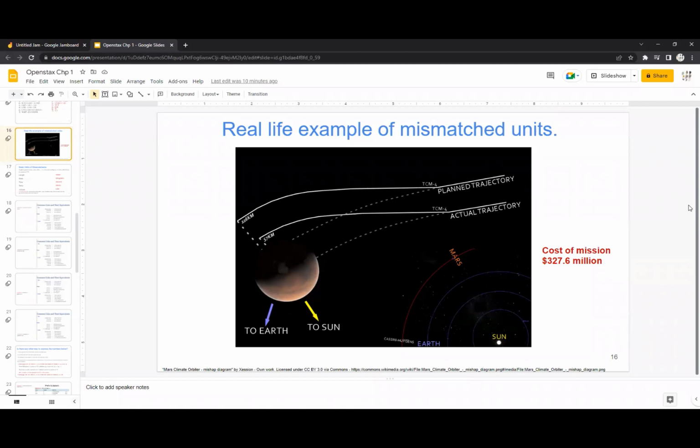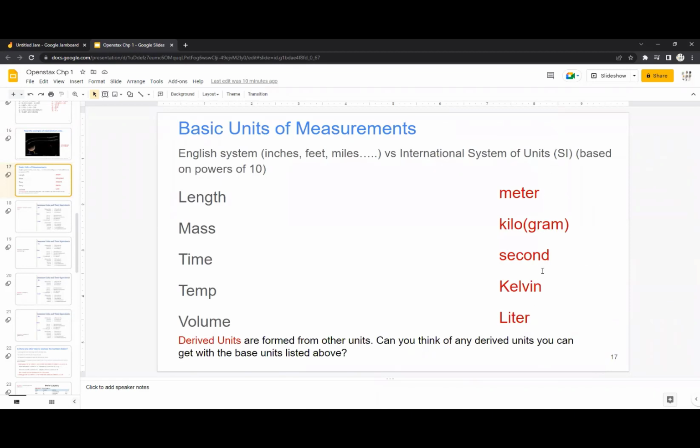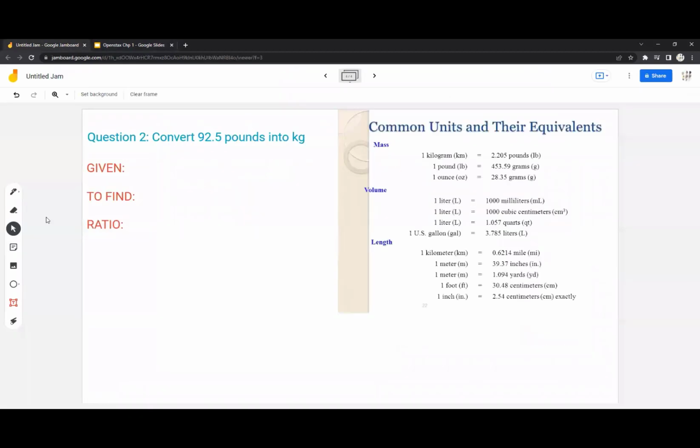So in our class, we are going to be strictly using SI units. We're going to just use these units. We're not using the English units. We're now going to do 4 problems where we'll be doing conversions between these units. So here is the first problem.